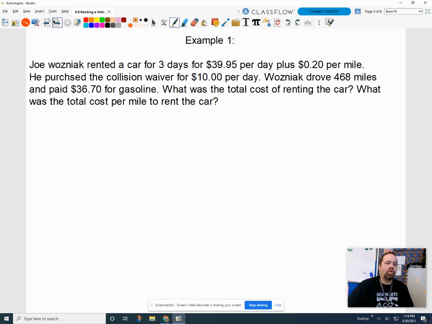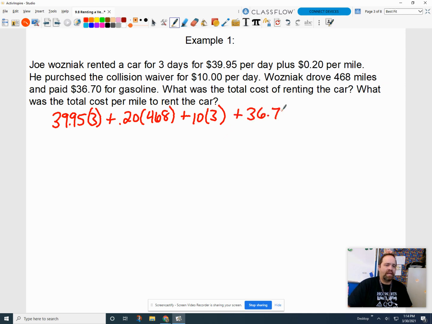Okay, so I'm going to take all these different little pieces and add them up. He paid $39.95 a day, but he did that for 3 days. He paid 20 cents a mile for 468 miles. He also paid $10 a day for insurance, 3 days for that. And then on top of that, he had $36.70 in gas. Okay, it's just little incremental pieces here. Make sure if it's a per day, you're multiplying it by how many days the car was rented for. Okay, just keep that in mind.